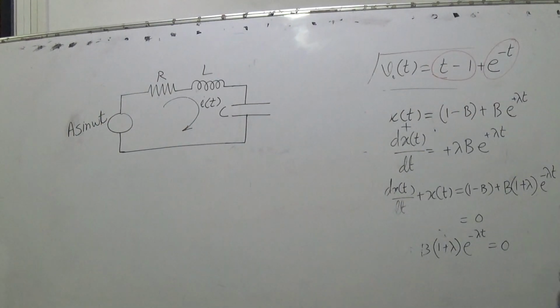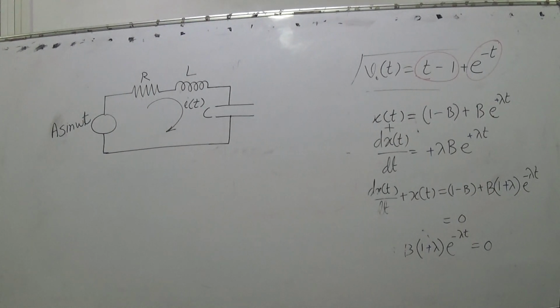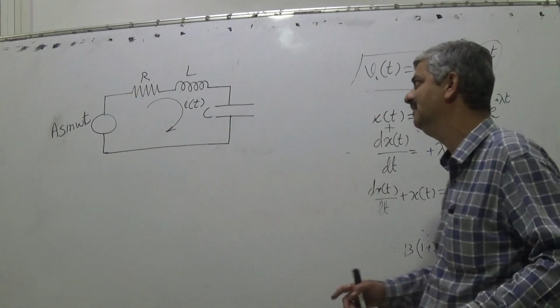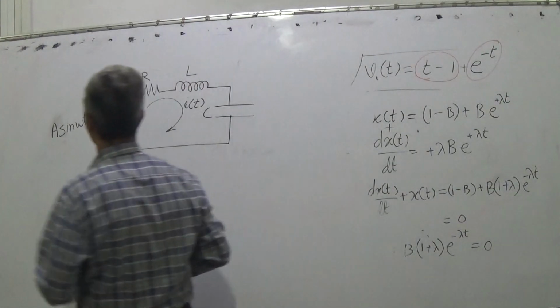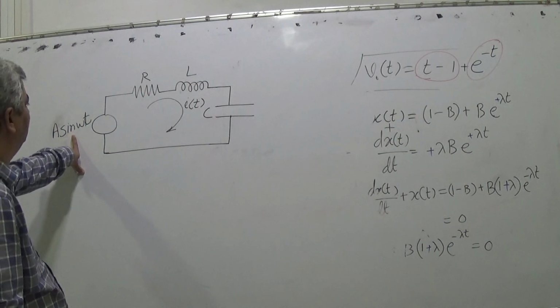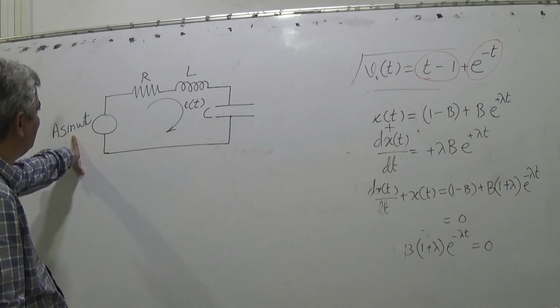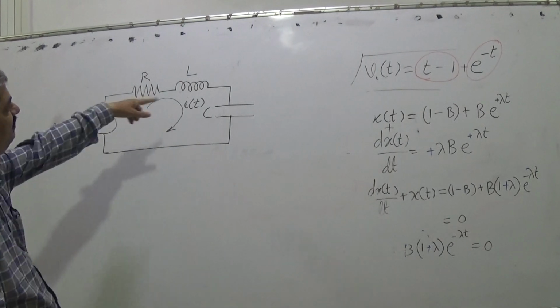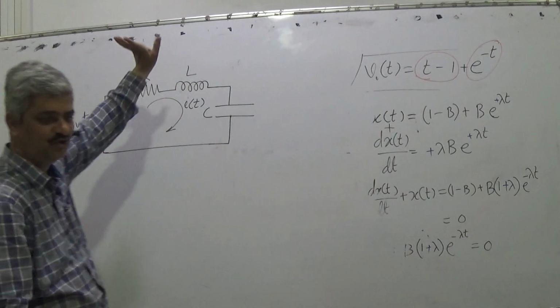This is something very close to us: a resistor, inductor and capacitor. What can be simpler than that? One resistor, one inductor, one capacitor are put in series, and I apply an input A sin omega t. What will be the current in the circuit? That's all.